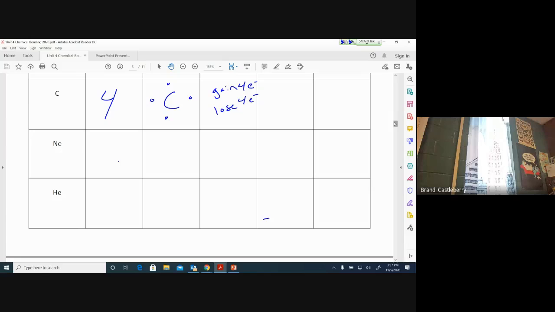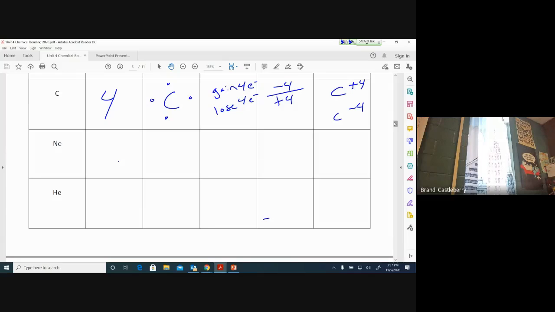Now, if it gains 4, that'd be negative 4 charge. If it lost 4, it'd be positive 4 charge. So it will do both. It doesn't care which one. Anything that has 4 in that column could be positive and it could be negative. Either or. So when I write its symbol up here, you have to write both. Either one of those is correct. You can do either one.